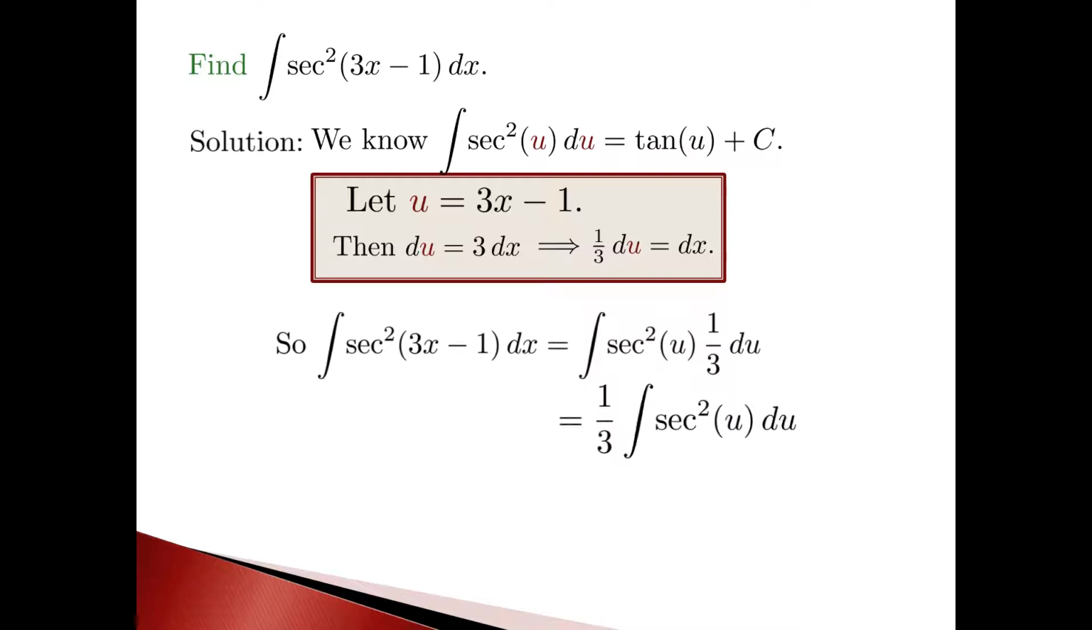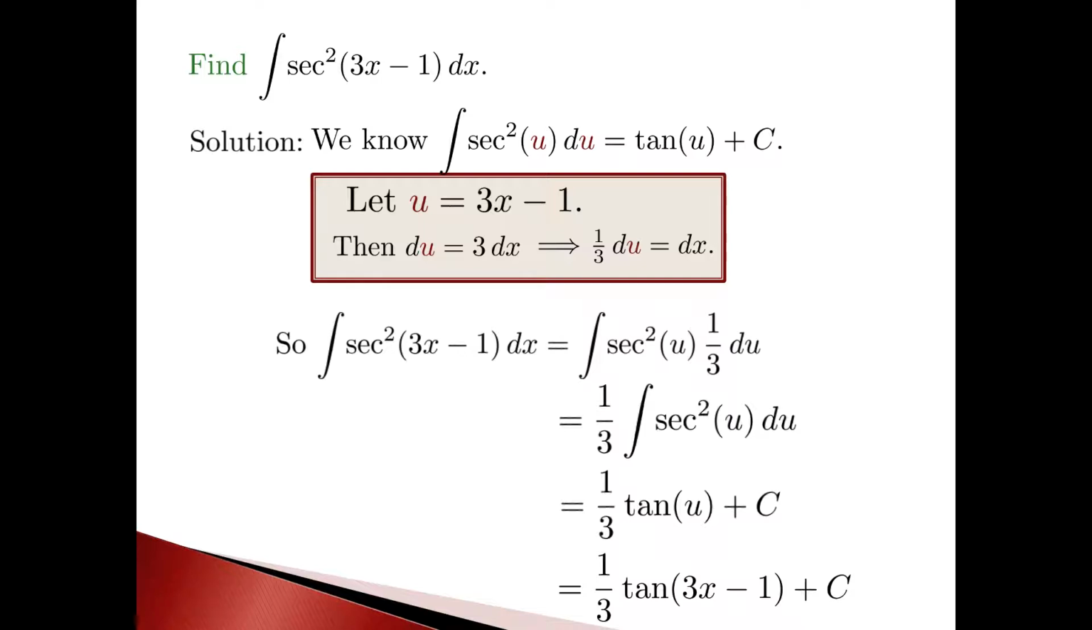And how do you integrate a secant squared? It becomes a tangent. So I get 1/3 tangent of u. And again, the final step is just to make sure that I have an answer that has x's in it, not u's, because my problem started with x's. So I'll go back and turn that u into 3x minus 1.